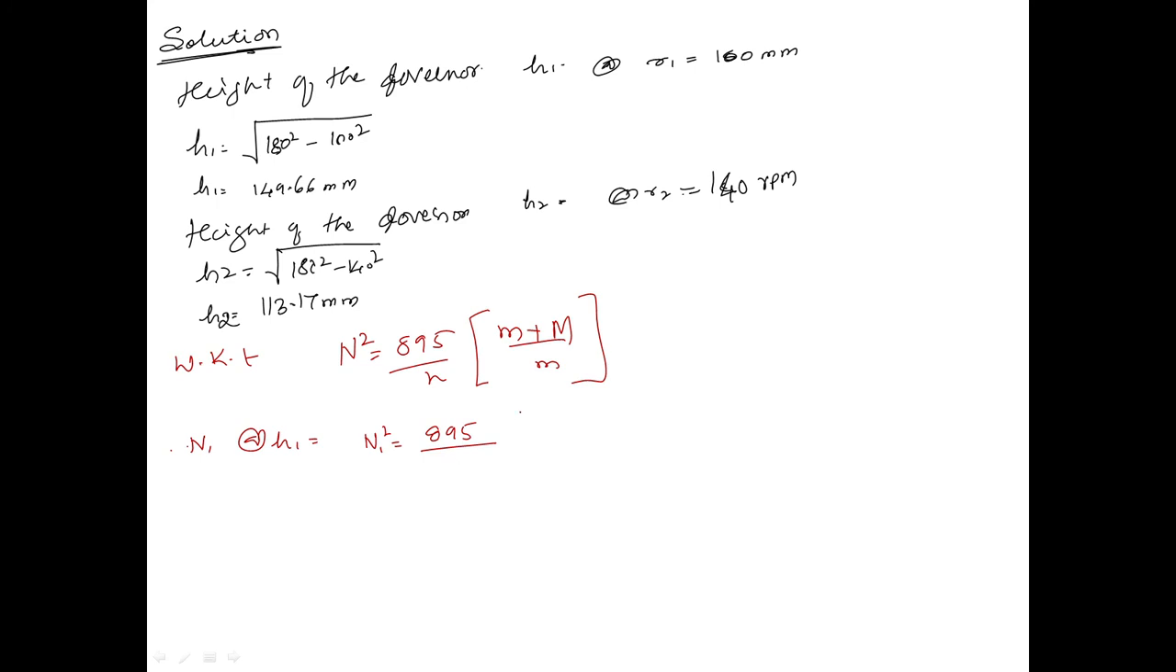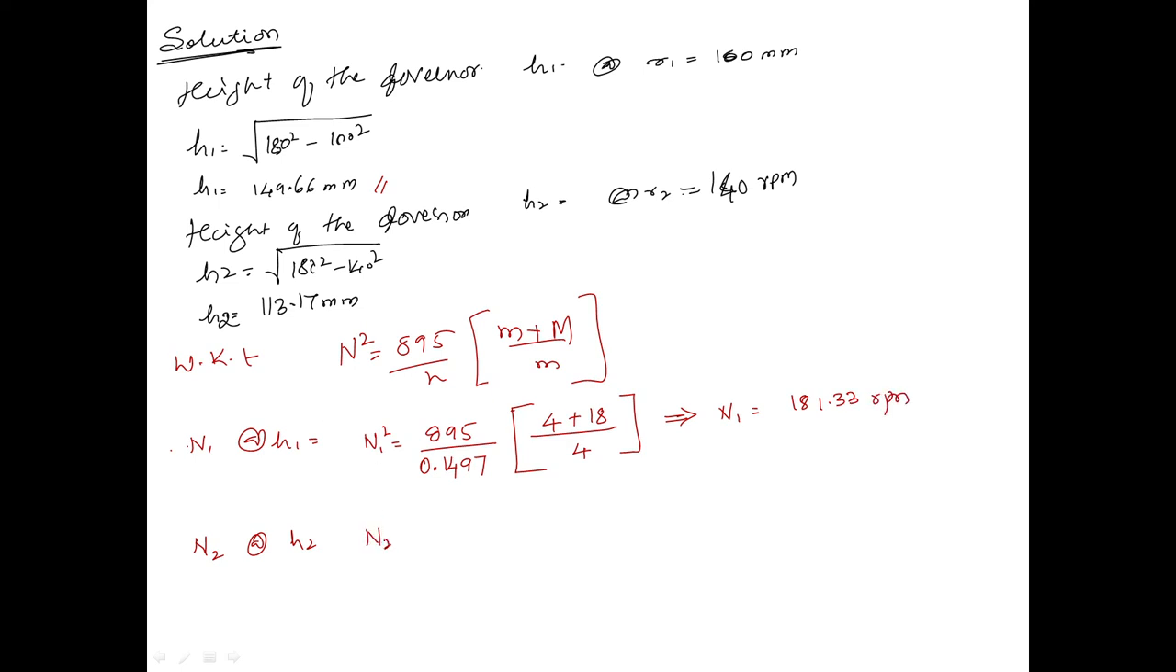Now let us look here, N1 squared equals 895 divided by h1. h1 is how much here? It is 149.66 mm. You convert it into meters, right? Small m is 4 kg, so capital M is 18 kg. So now you find out what N1 is here. 181.33 RPM.